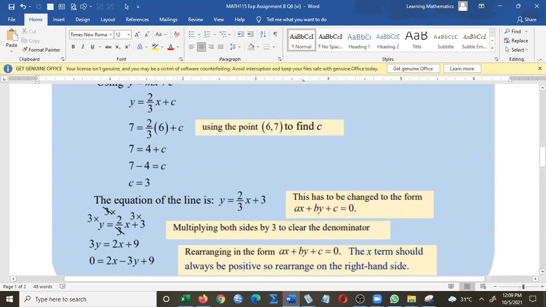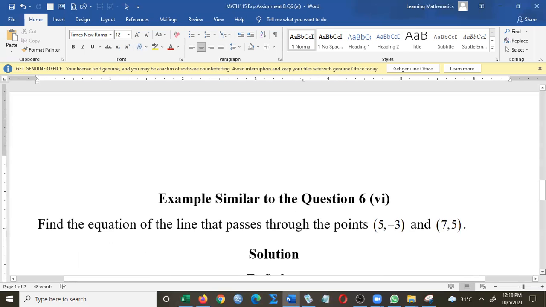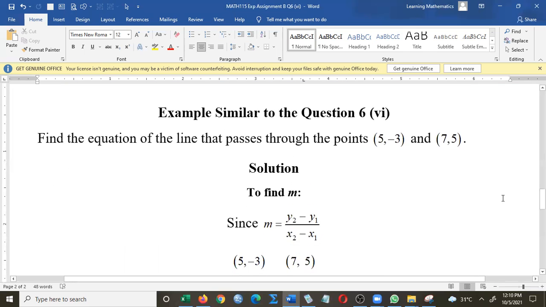So basically, in a nutshell, we have to use the 2 points to find the gradient using the formula y2 minus y1 over x2 minus x1. After we do that, we use one of the points and the gradient in the formula y is equal to mx plus c to find c. Once we have m and c, we have our equation. So here's the equation to find m, the gradient: y2 minus y1 over x2 minus x1.